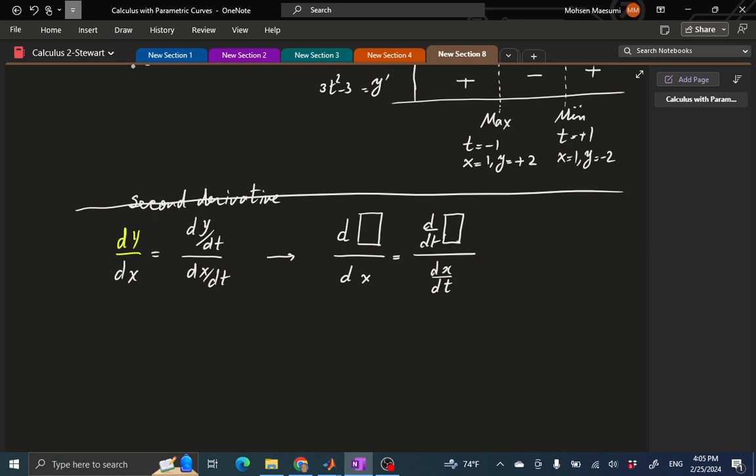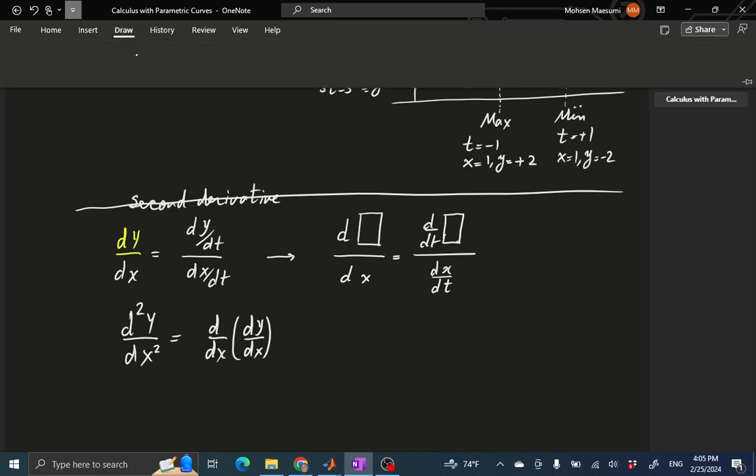So suppose I want to take the second derivative of y with respect to x. What can I think about it? I can think about it as d/dx of dy/dx. That's what we know from Calculus 1: the second derivative is the derivative of the first derivative.